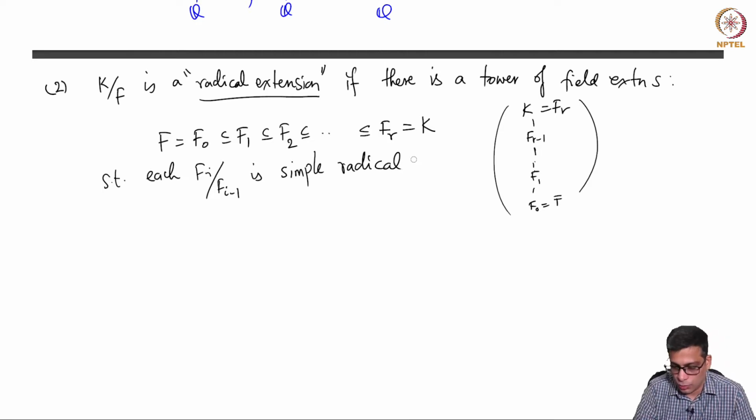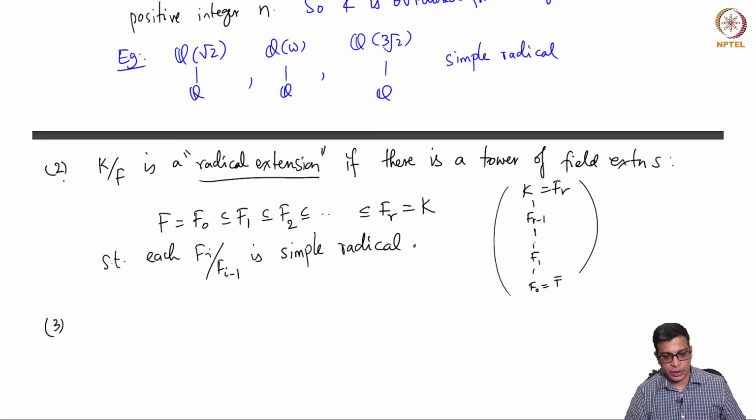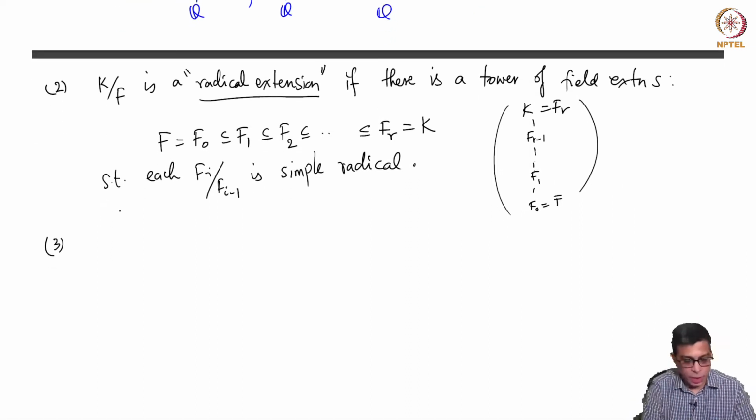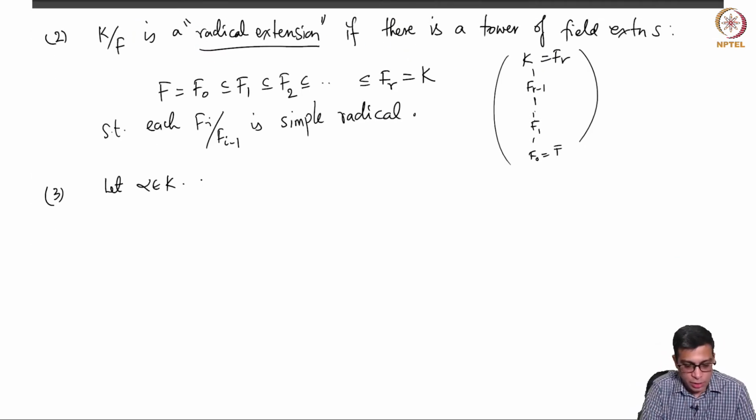Okay. So, K over F need not be simple radical, but it is made up of simple radical extensions. So, we will do examples of all of these things. Now, let alpha be in K. So, K over F is a fixed field extension a priori. We say alpha is solvable by radicals.